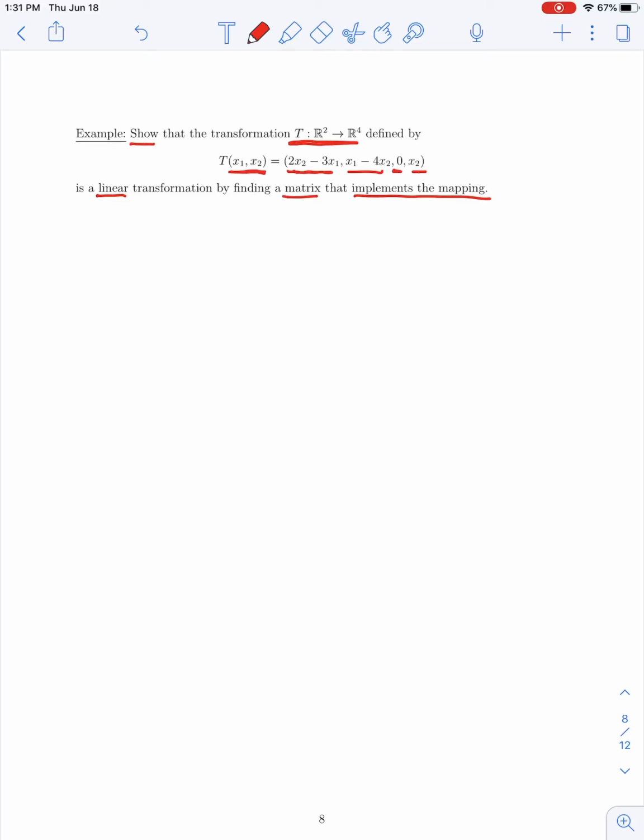So in order to find that standard matrix, I need to look at the image of those standard basis vectors under this transformation. Here, looking at T of e1, recall e1 is the vector (1, 0), here written as a point (x1, x2). Let's see what the image would be.